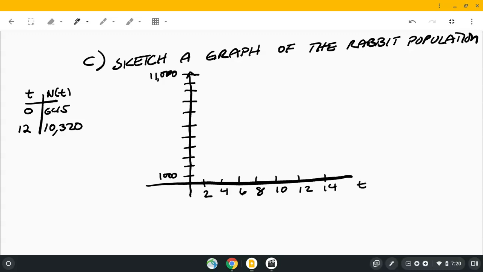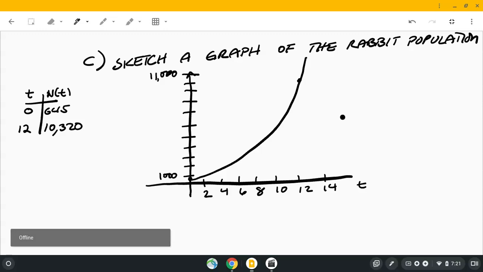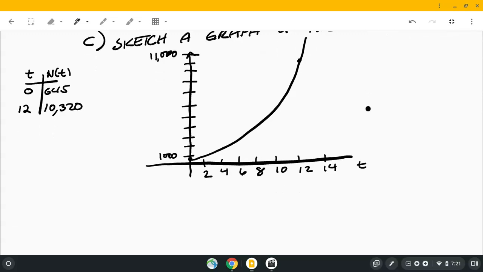This is t. All right, 0, 645, so I have a point right around there. And then 12 and 10,000, so I have a point right around there. And we can see we have this exponential graph. Let's take a look at relative growth rate.